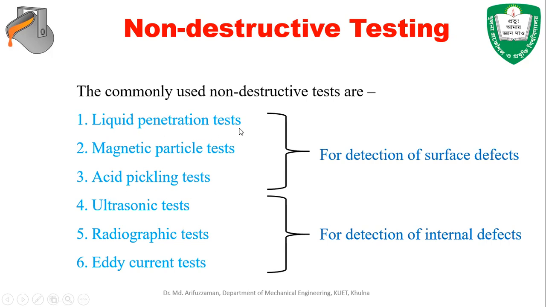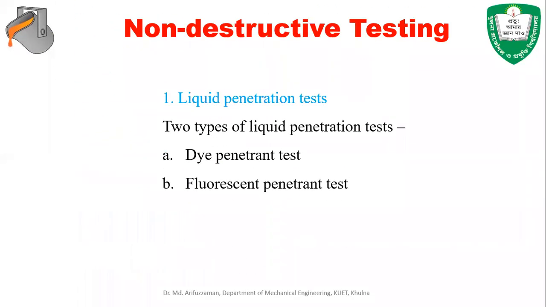Basically, liquid penetration and acid pickling can only detect surface defects, but magnetic particle sometimes can detect a little bit deeper than the surface. That is why we say that the magnetic particle test can be done for detecting surface or subsurface defects. We'll go through all of these in today's lecture.